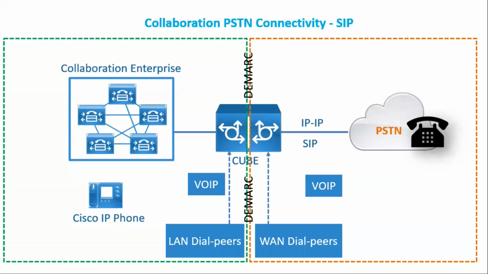We configure the LAN dial peers for the communication between the Unified Communication Manager server and the CUBE router, and similarly for the communication between the CUBE router and the service provider, the PSTN, we configure certain dial peers and we just name them in the description WAN dial peers. It's just a logical understanding. Configuration-wise, there is no difference.